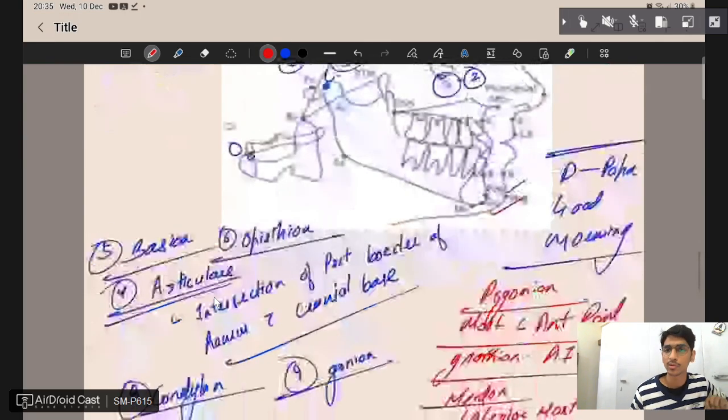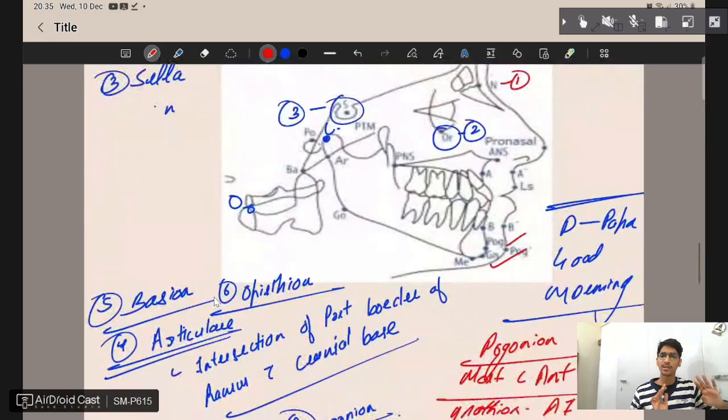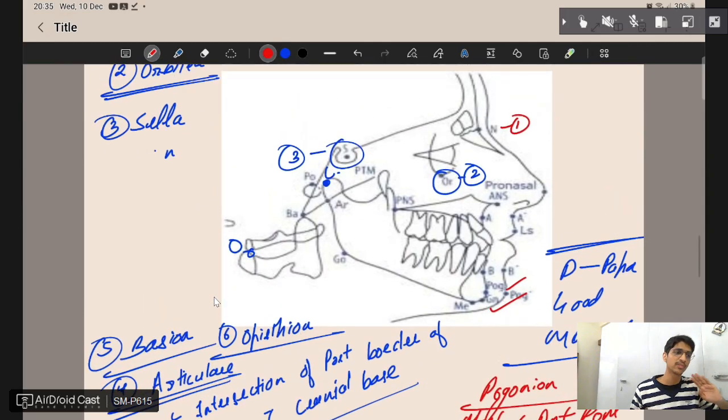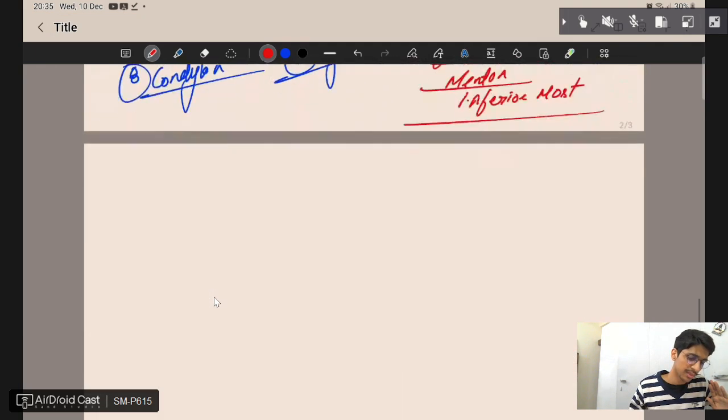Don't worry about the notes. You will be provided the notes. Just try to understand the basic landmarks and basic things, because these are very basic and make the foundation of your cephalometry.